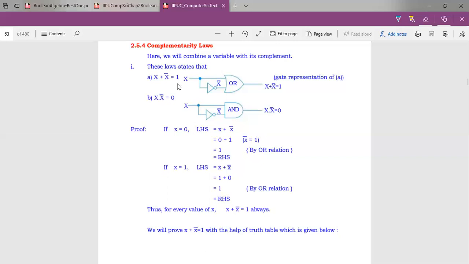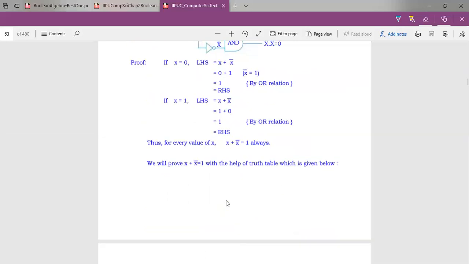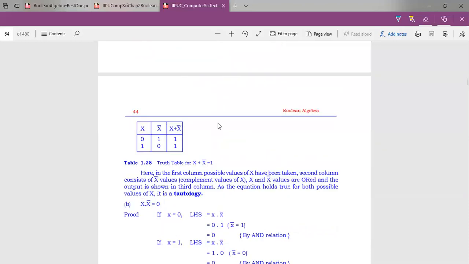We are getting RHS. Next, substitute x is equal to 1. So x plus x bar LHS is equal to 1 plus 1 bar, which is 0. 1 bar is 0. 1 plus 0 is equal to 1, which is equal to RHS. So in both the cases, we are getting x plus x bar is equal to 1 always. Now we will prove this using the truth table. Second proof is using TT.